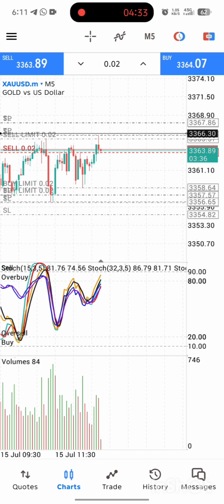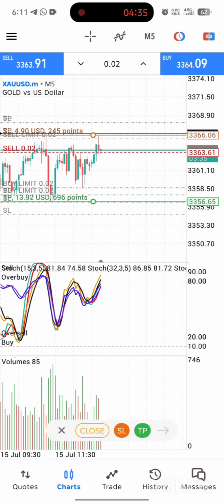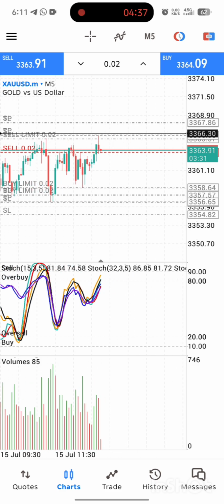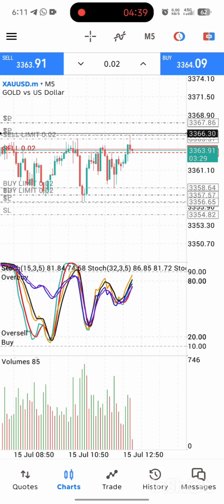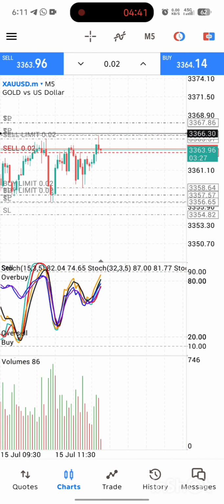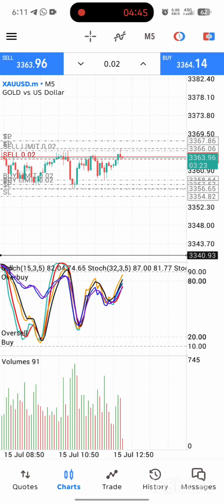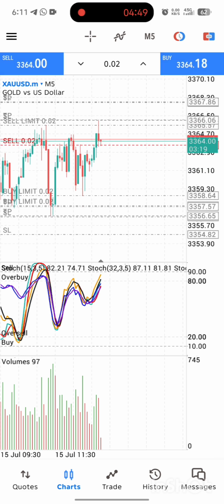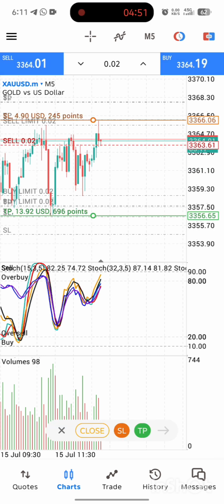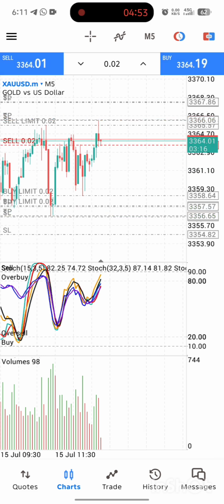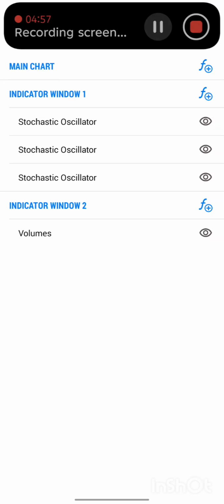Alright, so that's it. So we're just gonna take a look at what the price will give us later. My strategy is using the pending order, and I'm not sure. So let's wait for a few hours and see how it goes.